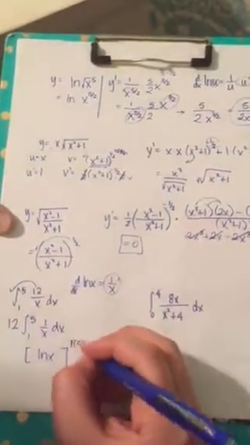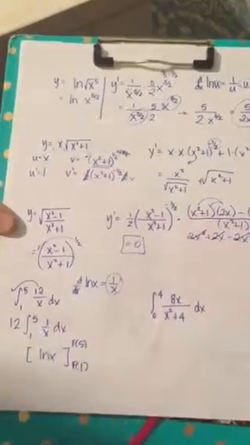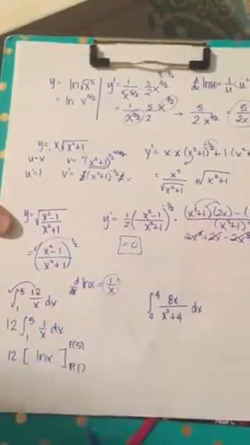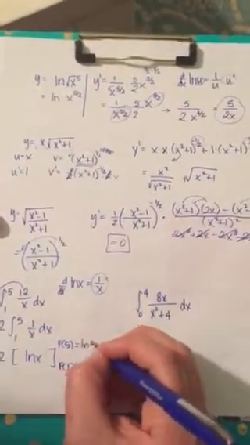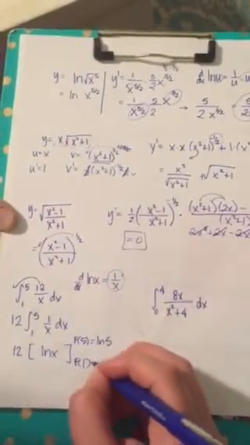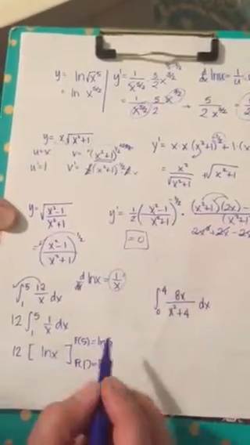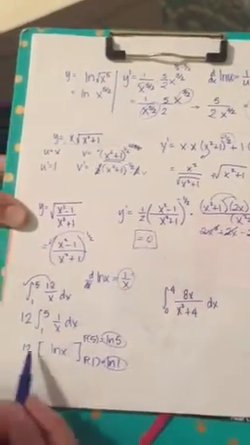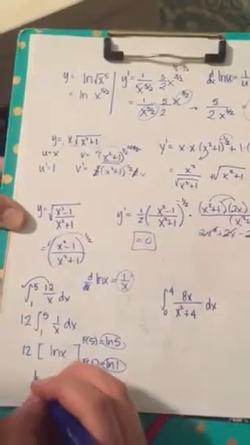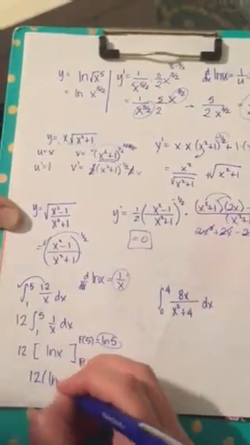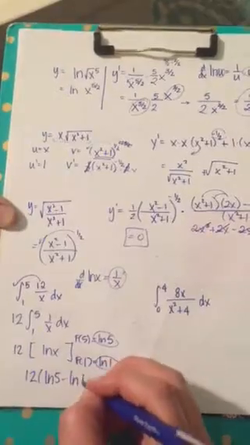Then we're going to plug in 5, plug in 1. 12 is still on the outside. When I plug in 5, I'd have the ln of 5. Plug in 1, I'd have the ln of 1. And then remember, you take those pieces, you subtract, multiply by 12 in the front. So you'd have 12 times the ln of 5 minus the ln of 1.